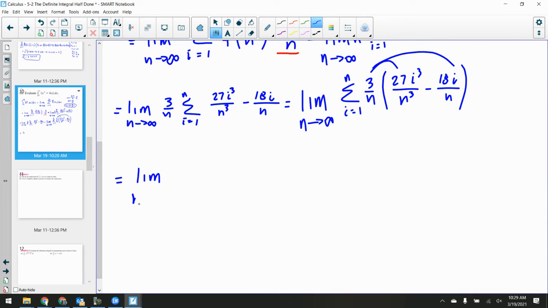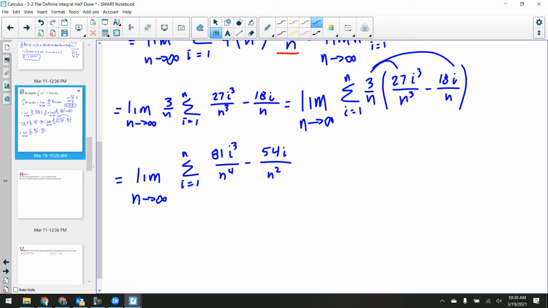And now that's going to get me the limit as n goes to infinity of the sum from I equals 1 to n of 81 I to the third over n to the 4th minus, what's that, 54? Yeah, 54 I over n squared.